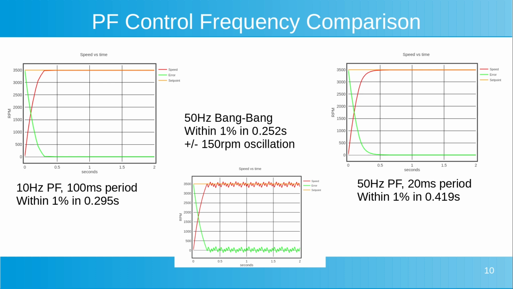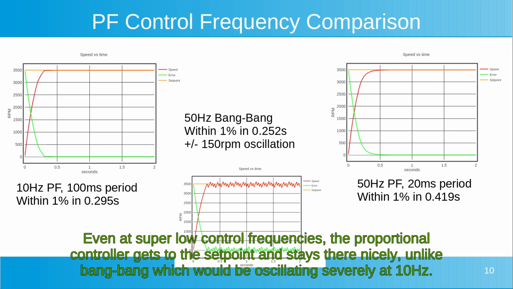Now let's compare the effect of control frequency on proportional controllers versus bang-bang. So in the center we have 50 Hertz bang-bang from last episode. On the right we have 50 Hertz proportional control with feedforward, and on the left we have 10 Hertz proportional control with feedforward. As you can see, the difference in the proportional controllers due to frequency is very minimal.